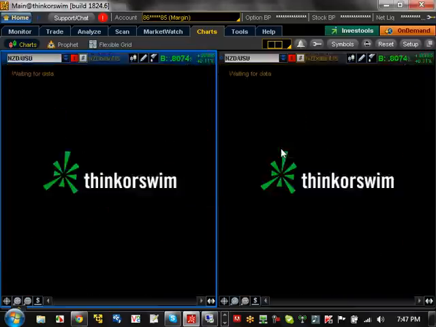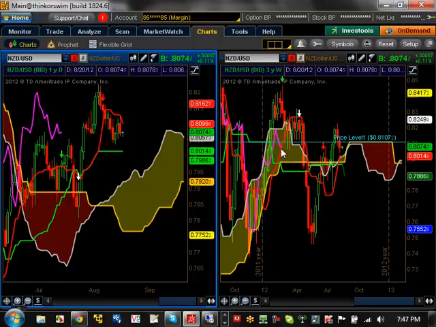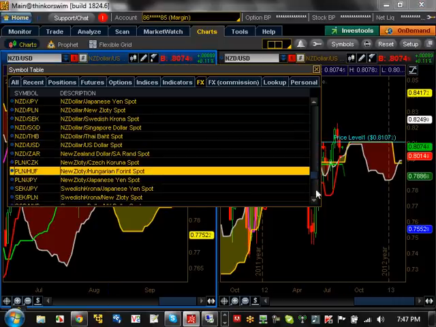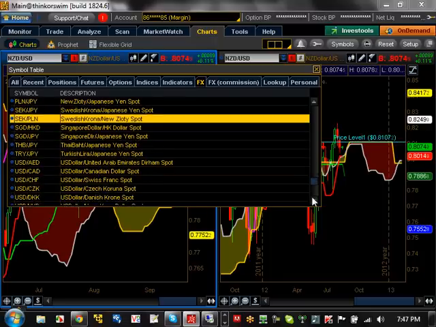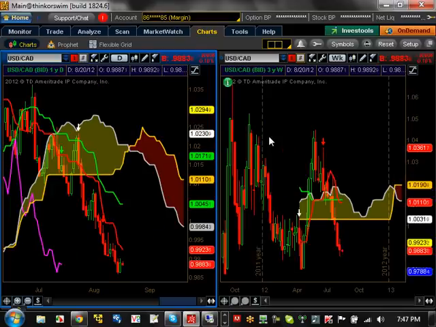New Zealand USD, really nothing going on here. Both the daily and weekly look really bad. Support's going to be basically 80.14, and resistance is going to be basically 81.62 moving forward on that one. And if we keep on scrolling down, let's go to US CAD.